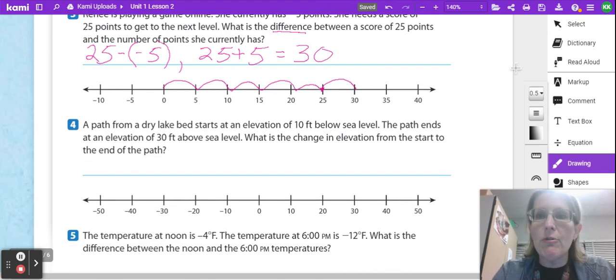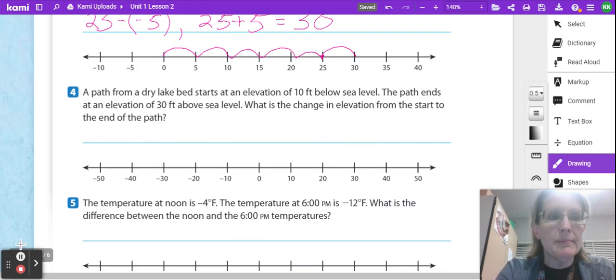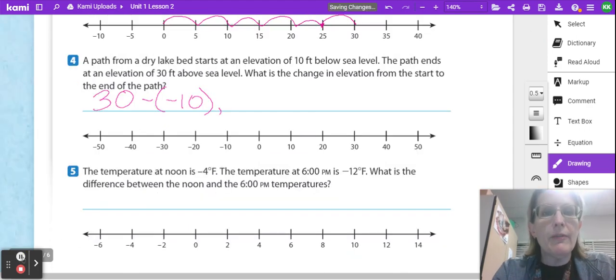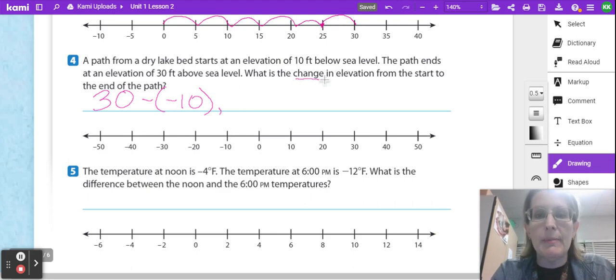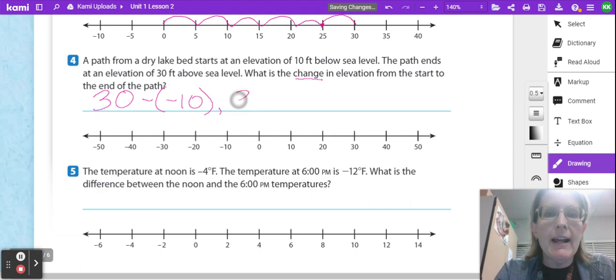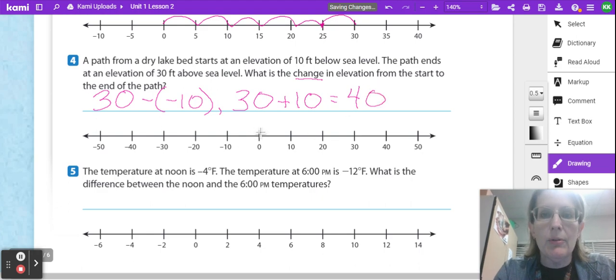Now try question 4 and then check it with the Edpuzzle video. So you should have gotten 30 minus negative 10 for your change in elevation, because in math, change usually means subtraction. Rewrite it as addition, 30 plus positive 10. Change subtraction to addition, change the second number to its opposite, and we will get 30 plus 10, which will be 40. Or on the number line, we would have gone 10, 20, 30, and then 10 more to get 40.